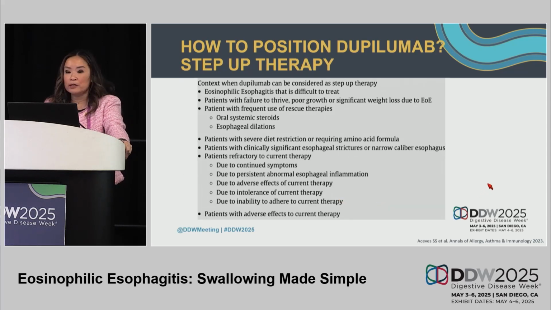In thinking about how to step up in therapy, contexts to consider dupilumab include when EOE is difficult to treat, when patients have failure to thrive or poor growth, and weight loss due to EOE, patients with frequent use of rescue therapies, patients with severe diet restrictions requiring amino acid-based formula, patients with clinically significant strictures or narrow caliber esophagus, or patients who are refractory to their current therapy, or patients with adverse events to their current therapy.